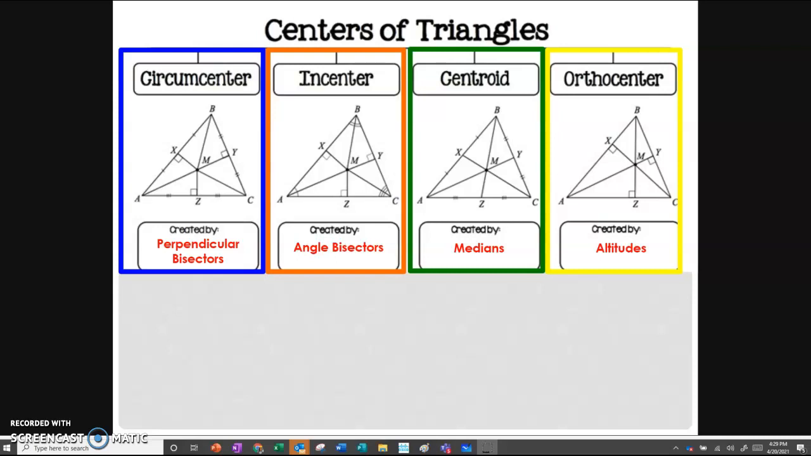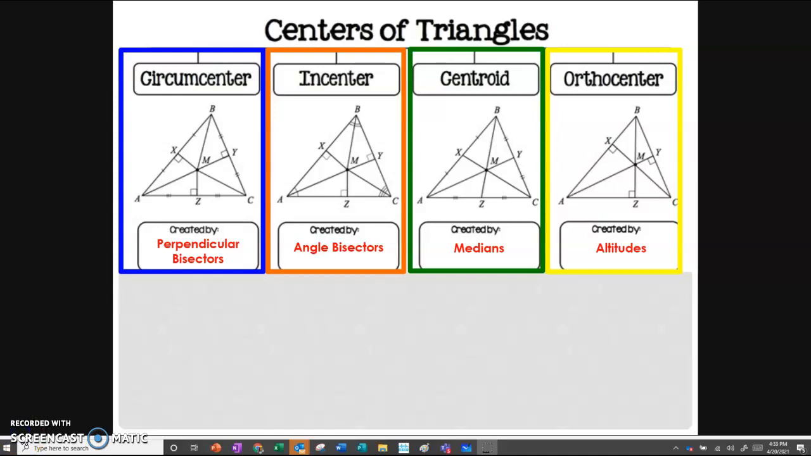The circumcenter is the point of concurrency for perpendicular bisectors. When you have a triangle and you draw the perpendicular bisectors, the point where the perpendicular bisectors intersect, where the perpendicular bisectors concur, is the circumcenter.